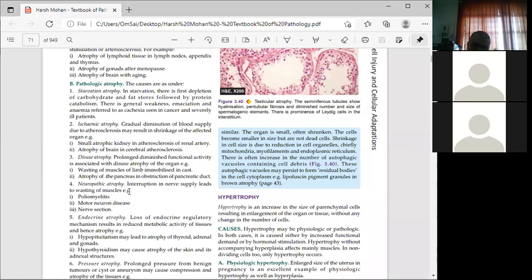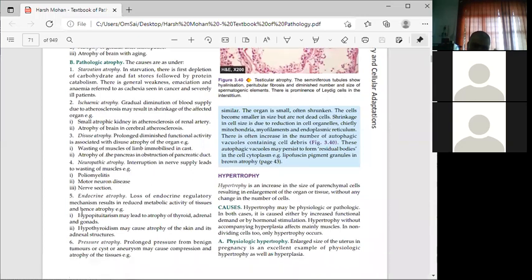Neuropathic atrophy: interruption of nerve supply leads to wasting of muscles. Example, poliomyelitis, motor neuron disease.